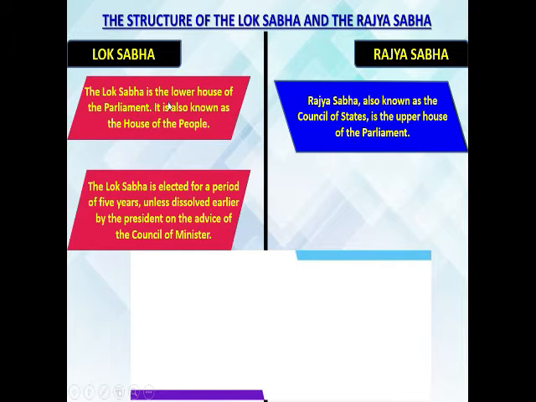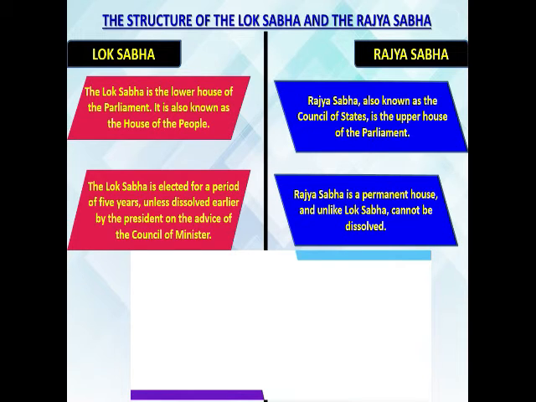See, children, Lok Sabha is the lower house of the parliament, and Rajya Sabha is also known as the upper house of the parliament. The Rajya Sabha is a permanent house, and unlike Lok Sabha, cannot be dissolved. The Lok Sabha is elected unless it is dissolved earlier by the president on the advice of the council of ministers, but the Rajya Sabha is a permanent house, so it cannot be dissolved, children.